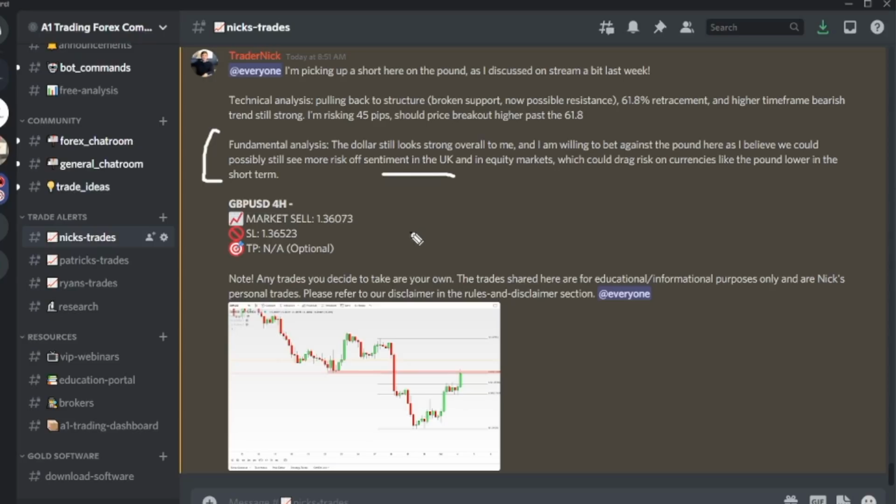But in terms of markets, that's something that you want to at least take into account in my trading style. And then in the equity markets, we've been seeing a lot of heat, like I mentioned, which could drag risk on currencies like the pound lower in the short term. So I'm trying to just go along with that momentum that we did see last week to see if it wants to continue. If it does, then of course I will look to try and make some money.